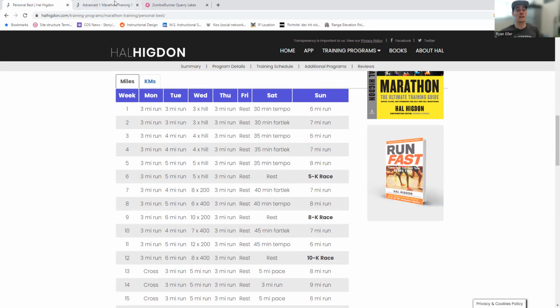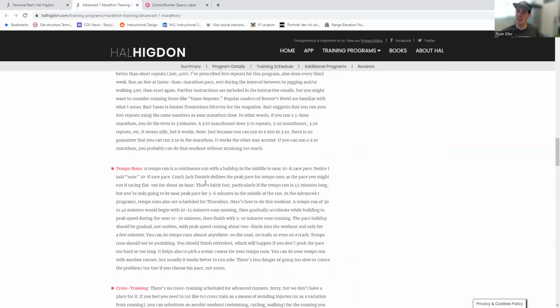So the way that he describes a tempo run is relatively straightforward. He's looking for you to run around a 10K race pace. You might go a little bit faster. In some cases, I probably run a little closer to 5K race pace, if I'm being honest with myself.